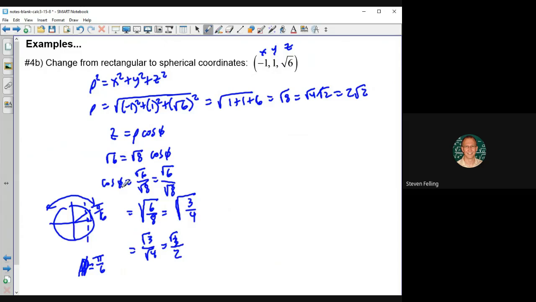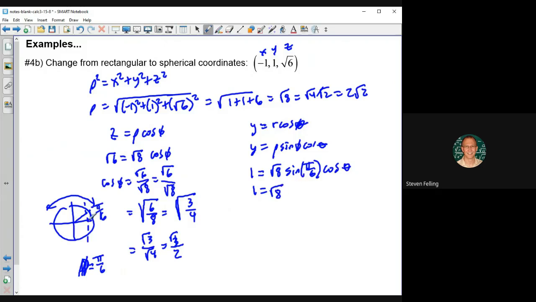All right, and then once I know what phi is, then I could use one of the other coordinates, like let's use y. We know that y is r sine theta, but we know that r is rho sine phi, so y is rho sine phi sine theta. So if we know that y is 1 and rho is the square root of 8, and we've got that phi is pi over 6, we should be able to plug all that in and compute what theta is. So what is sine of pi over 6? That's 1/2.